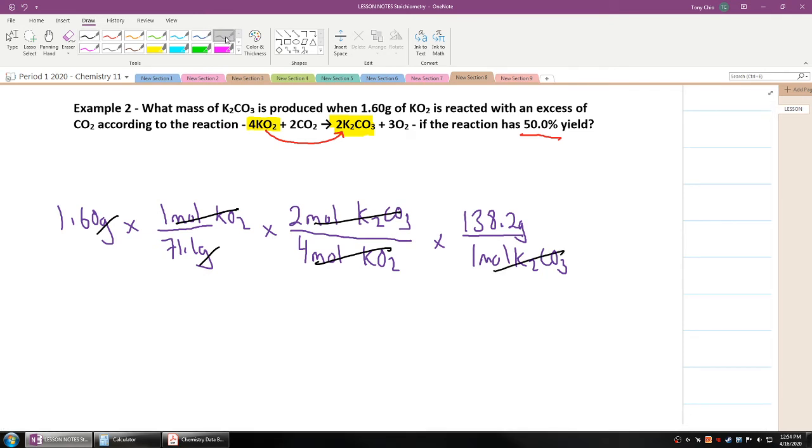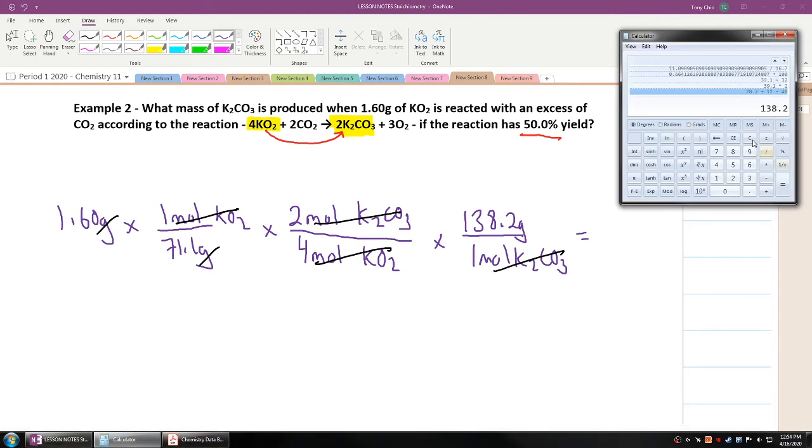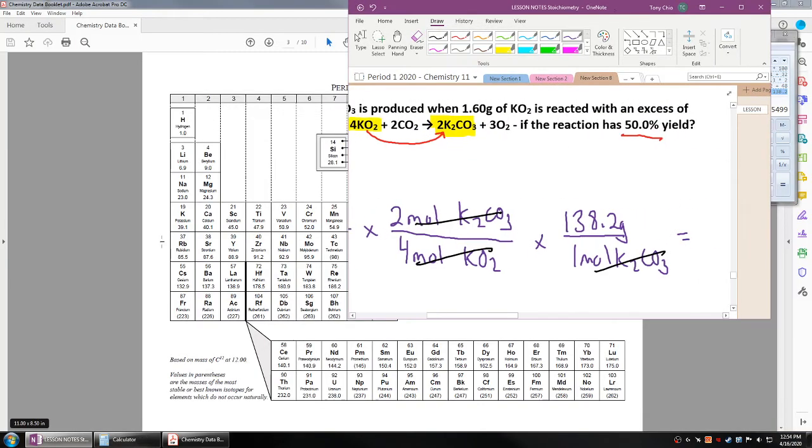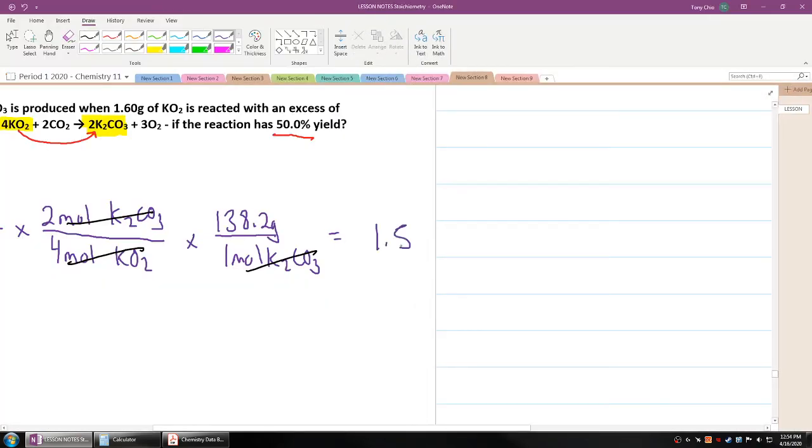So I just calculate for what mass I'm expecting to get theoretically. So if I multiply this and find out what it is, 1.2 divided by 71.1 times 2 divided by 4 times 138.2, I expect to get 1.555. So in this case, it should be 1.555 grams expected, which is your theoretical yield still, because I went from a reactant to a product.